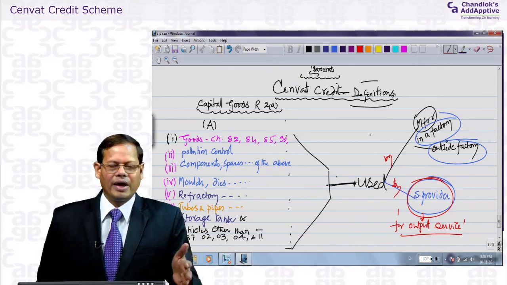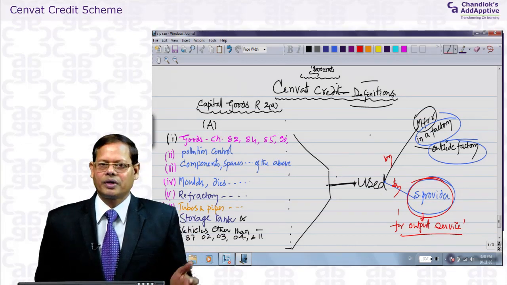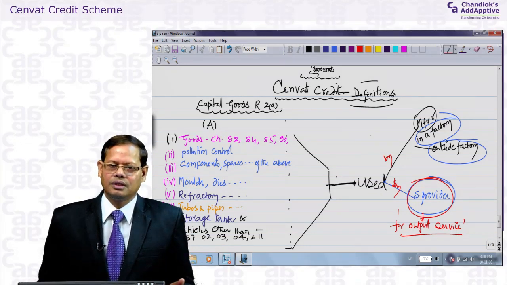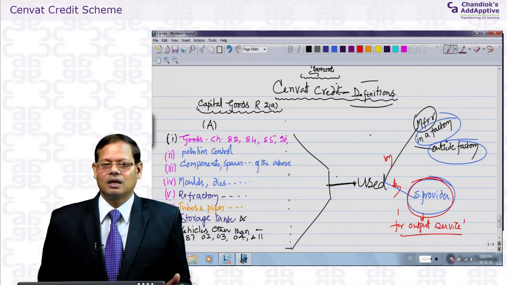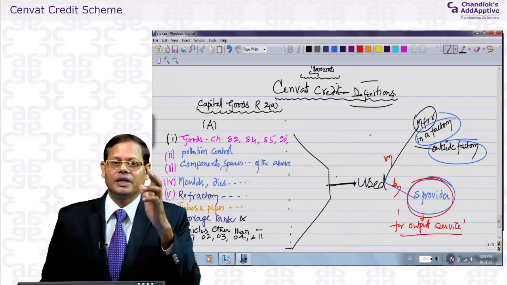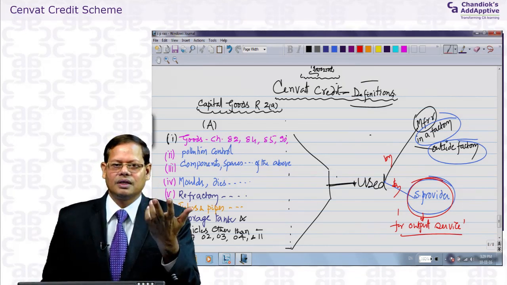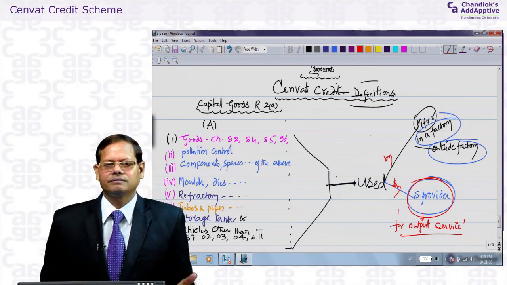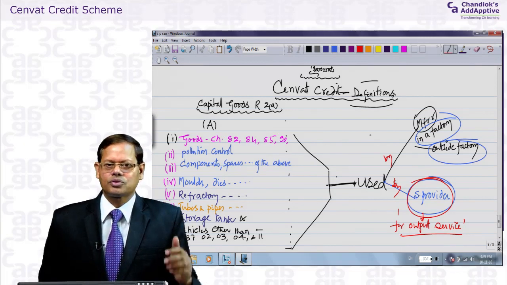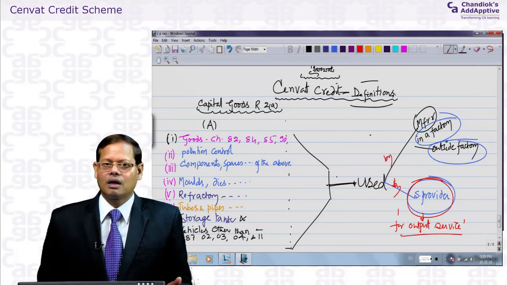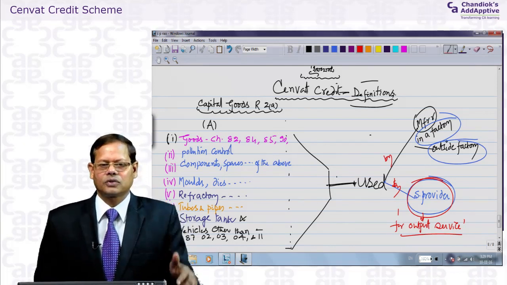Similarly, vacuum cleaners are not capital goods for a chartered accountant, but vacuum cleaners are capital goods for a provider of cleaning services. His job is cleaning. He will go from office to office on contract basis, getting the offices cleaned.